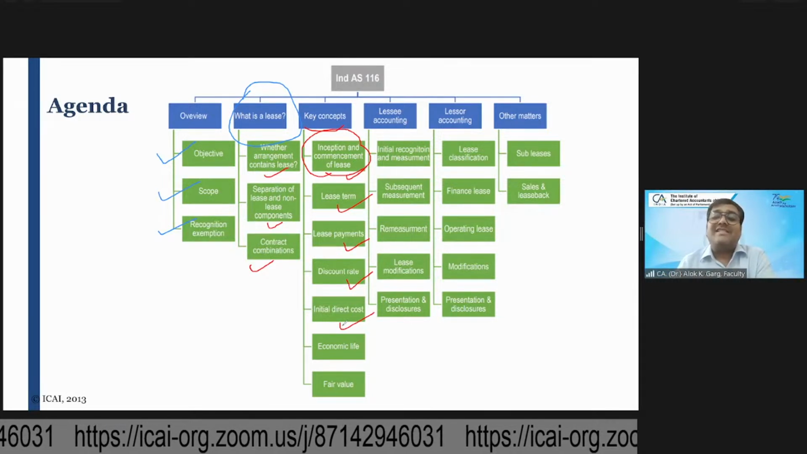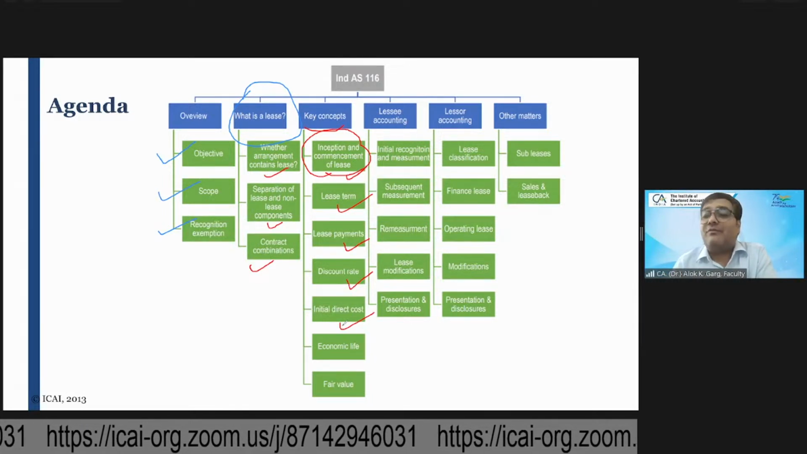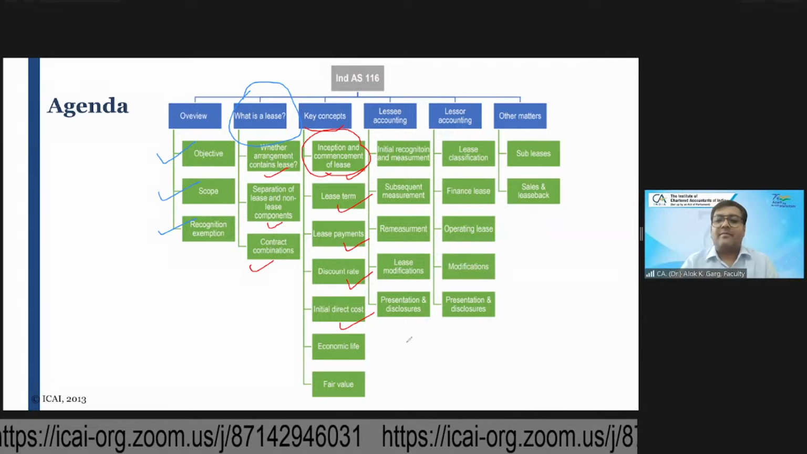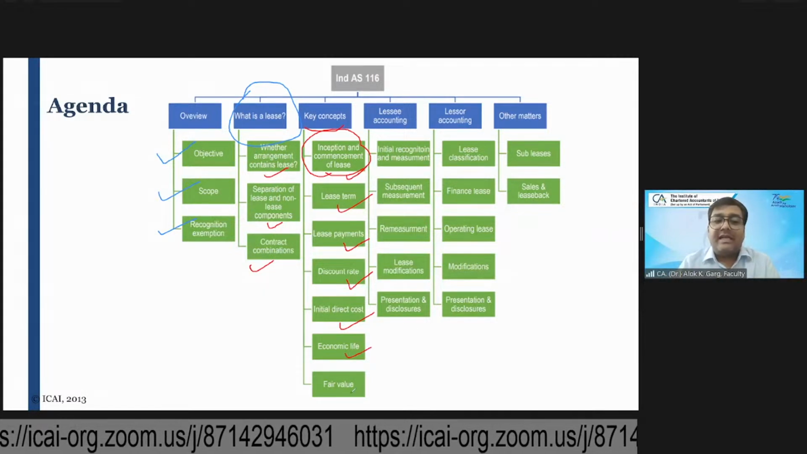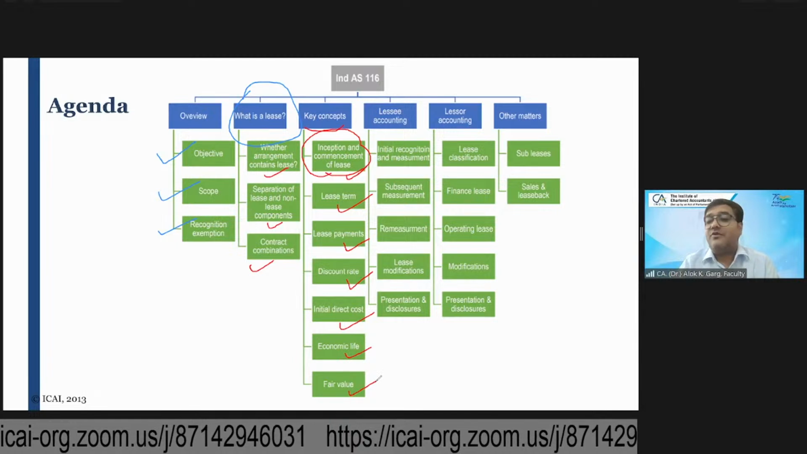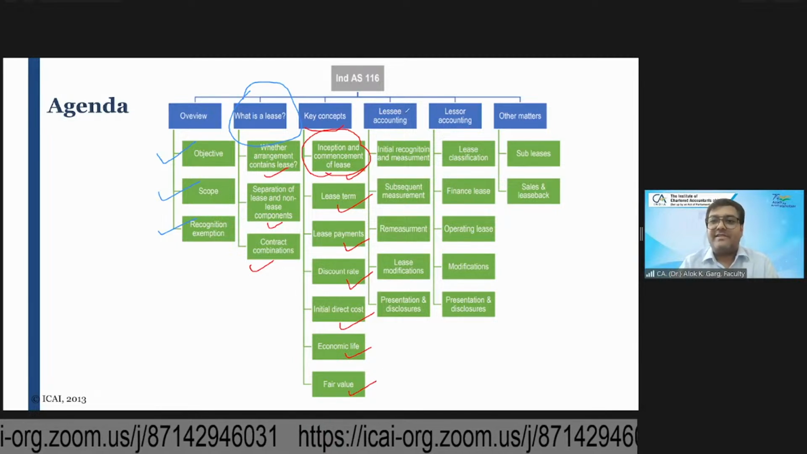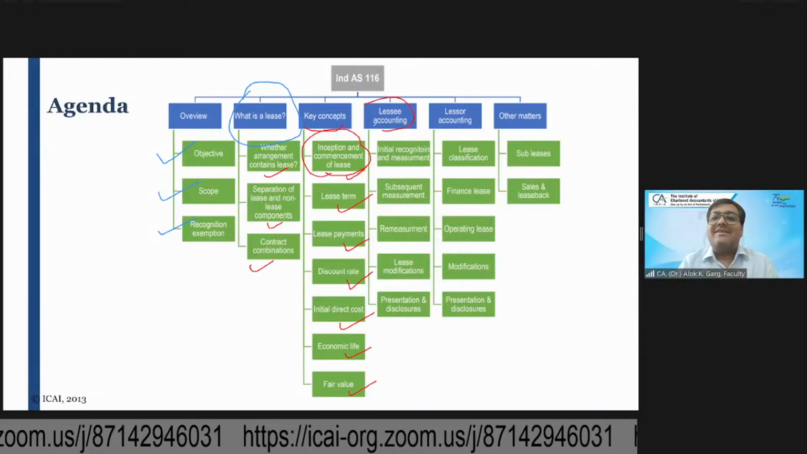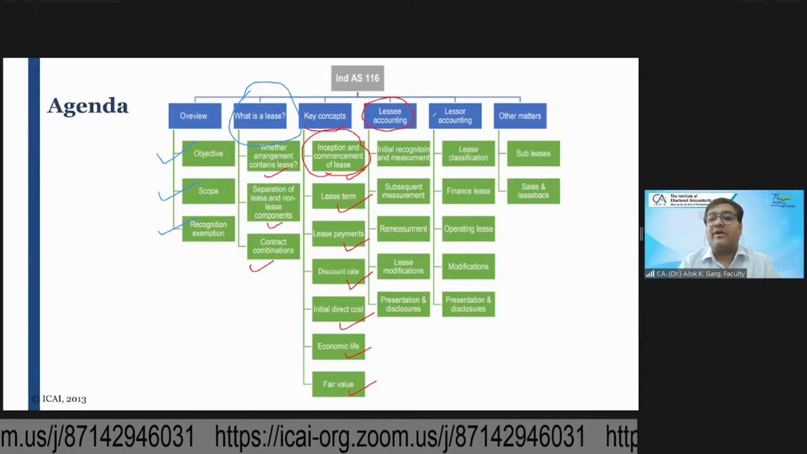So those initial direct costs, what is the accounting treatment of those costs? Okay. So the standard also talks about that. Then the concept of economic life and the concept of fair value is also given in Ind AS 116. Friends, after understanding the key concepts, we will discuss the lessee accounting and lessor accounting.